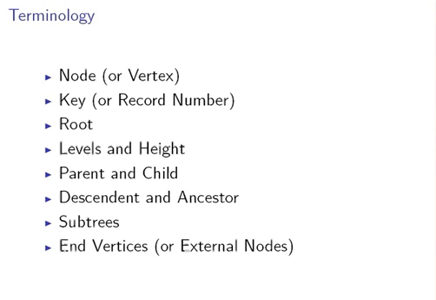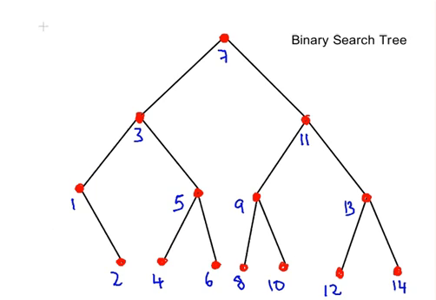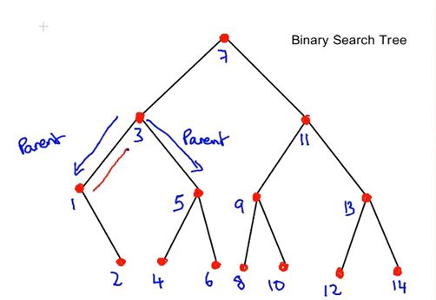Now we're going to look at parents and children, and descendants and ancestors. Well, we can see here, I'll take for example 3, that 3 is a parent of 1 and 5. So 3 is a parent of 1 and 5. And conversely, that means that 1 and 5 are children of 3.